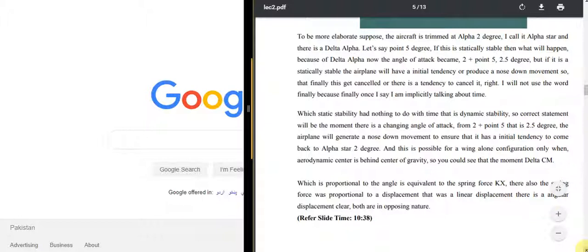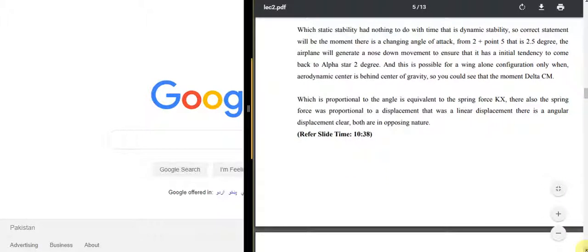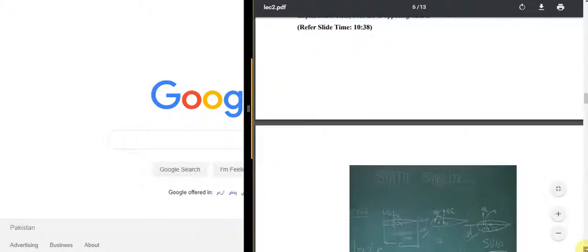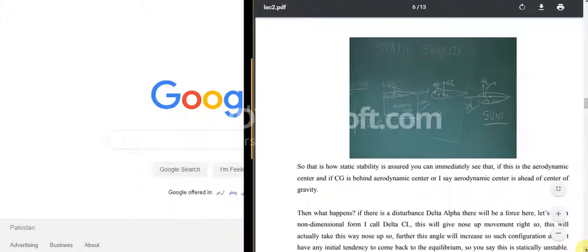So you could see that the moment delta Cm, which is proportional to the angle, is equivalent to the spring force kx. There also the spring force was proportional to the displacement, that was a linear displacement, and here there is an angular displacement. Okay, explaining normally the center of gravity, the aerodynamic center, with the concept of alpha and delta alpha and delta star and alpha star as well.